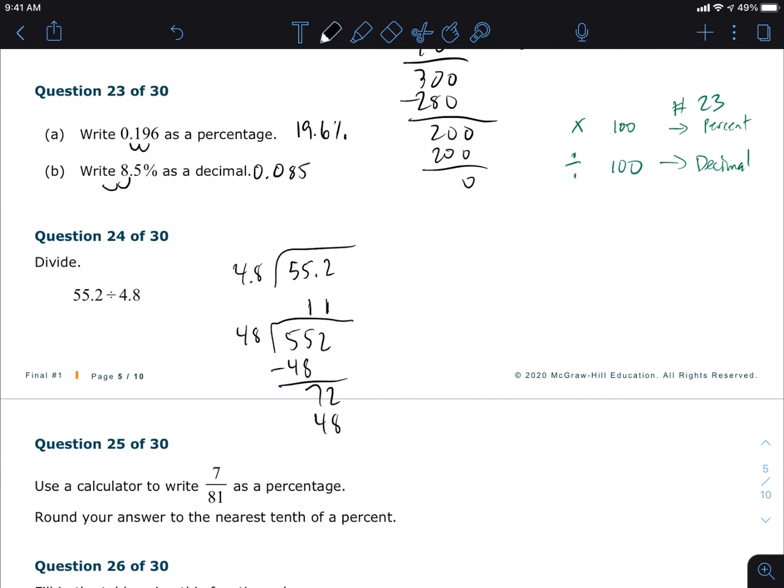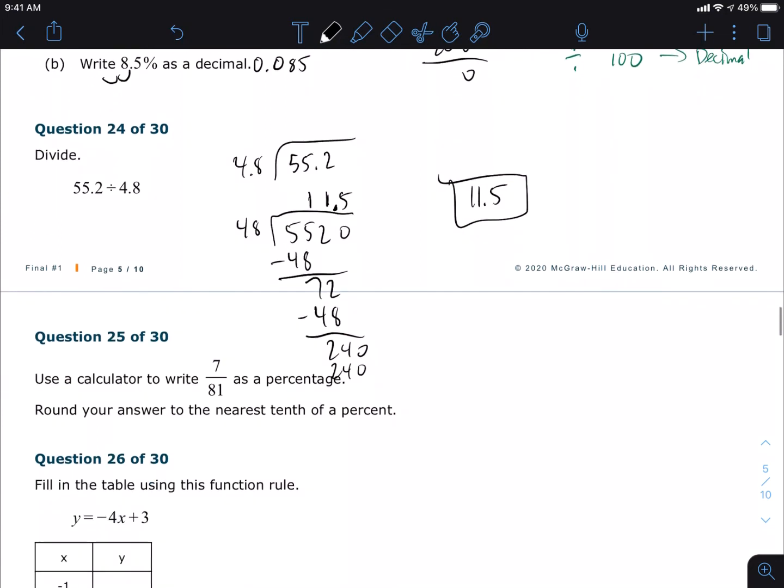So that's 48. 72 minus 48. Let me just see. That's 24. Bring down a 0. And then that's going to be a 5. Now, since I brought the 0, the decimal goes there. That's exactly 240. And my answer ends up being 11.5 for that one. We okay? When dealing with problems that already have decimals, try to eliminate the decimals. It just makes it much cleaner to do.